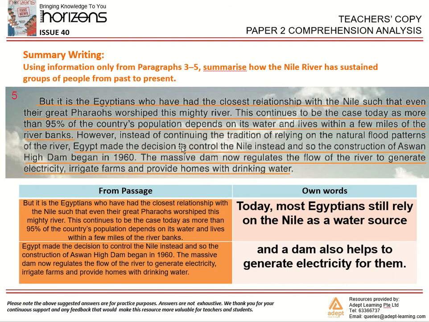However, instead of continuing the tradition of relying on the natural flood patterns of the river, Egypt made the decision to control the Nile instead, and so the construction of the Aswan High Dam began in 1950. The massive dam now regulates the flow of the river to generate electricity, irrigate farms, and provide homes with drinking water.